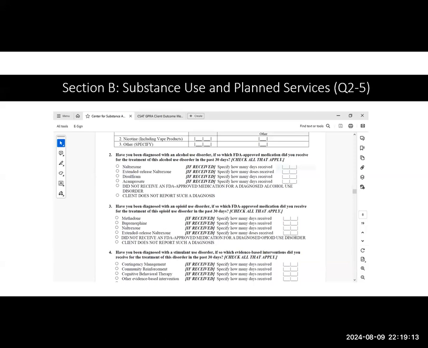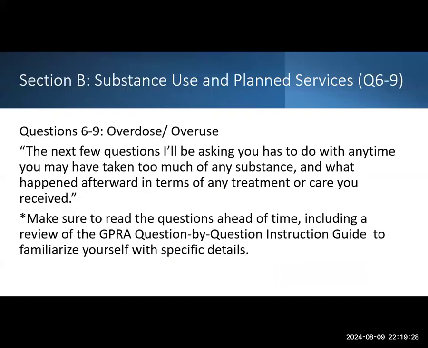For any medications received, indicate how many days or doses they received the medication. If the client did not receive a medication in the past 30 days or doesn't report ever having been given the relevant diagnosis, you check the appropriate response category and move on to the next question.